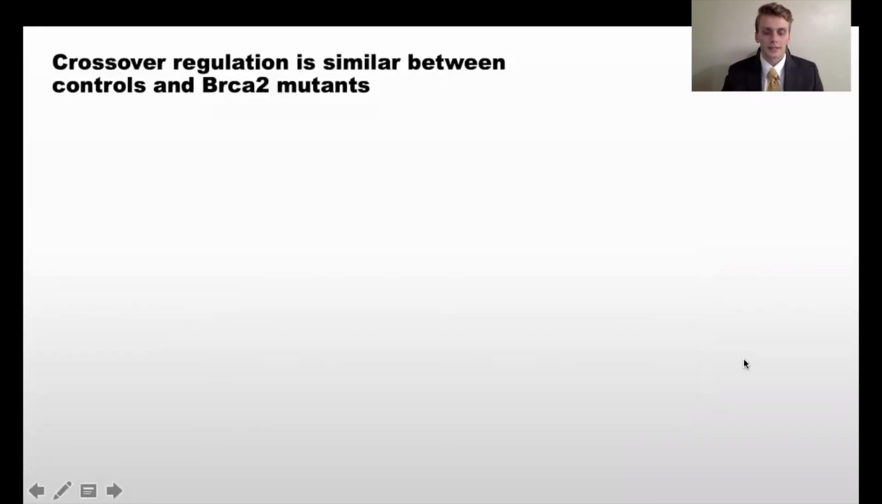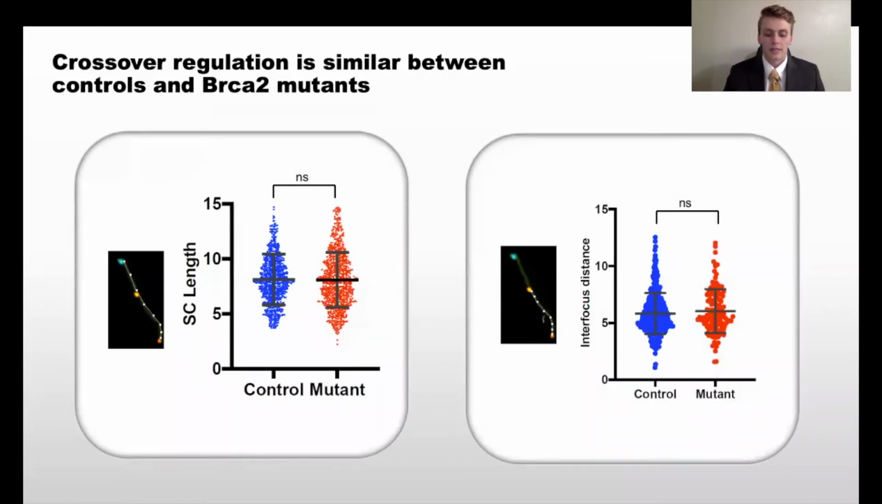Here is our second set of data. Looking to the left, plotted are graphs of the synaptonemal complexes, or chromosome lengths, in micrometers of the control and mutant groups. The synaptonemal complex length is denoted by the graphic to the left of the axis. Notice it spans from the centromere all the way to the end of the chromosome. There is no significant difference between the two groups.